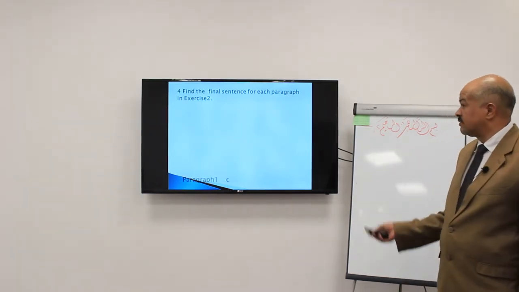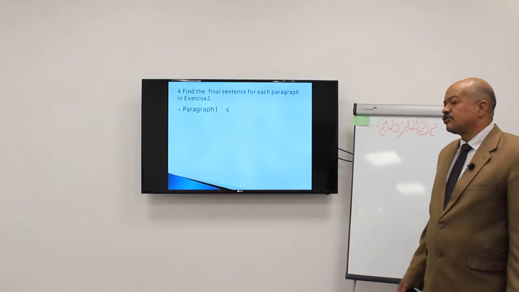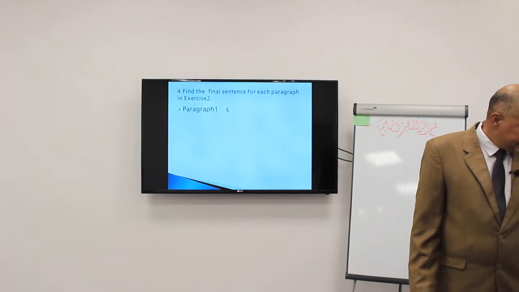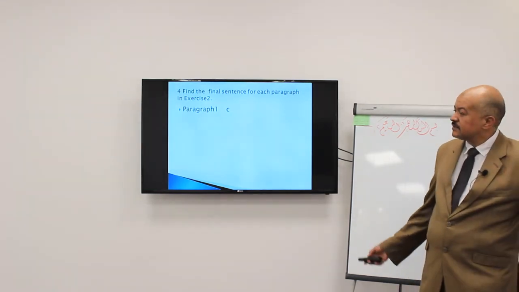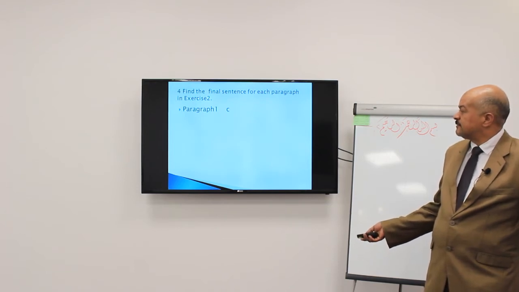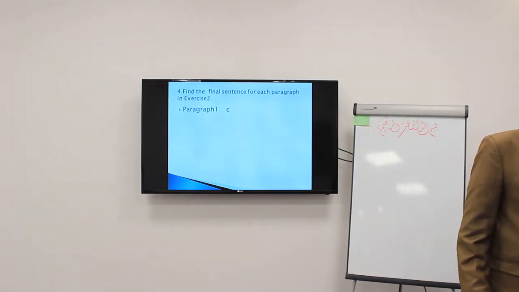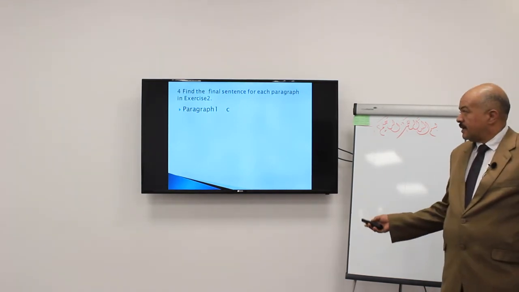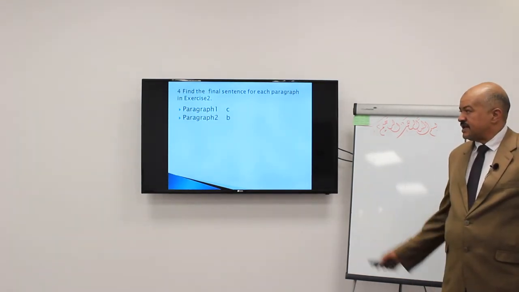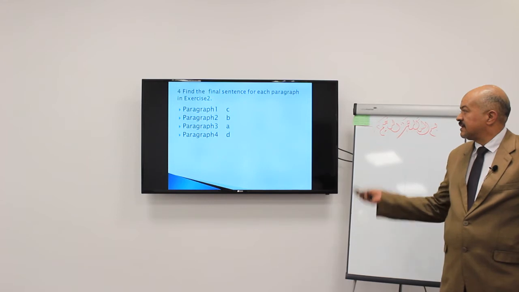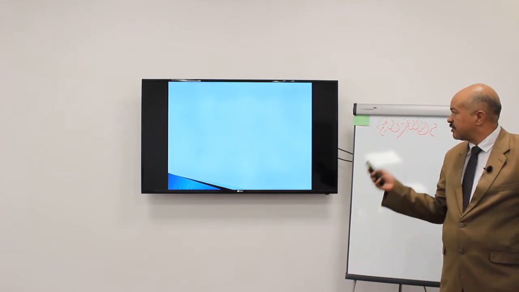So let's check together now. Paragraph 1 goes with sentence C. So if you can write it, the final sentence of paragraph 1 is C. C says, this creates a circular movement of clouds and wind which becomes faster and faster, producing a massive storm. Paragraph 2 goes with sentence B. Paragraph 3 goes with sentence A. Paragraph 4 goes with sentence D. That's it. Okay, so now we're going to the listening.